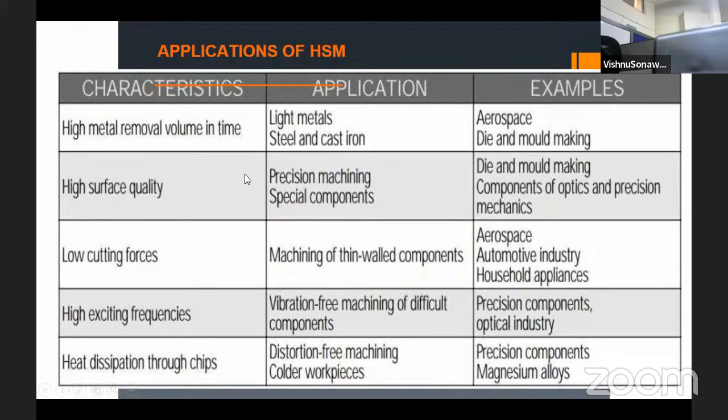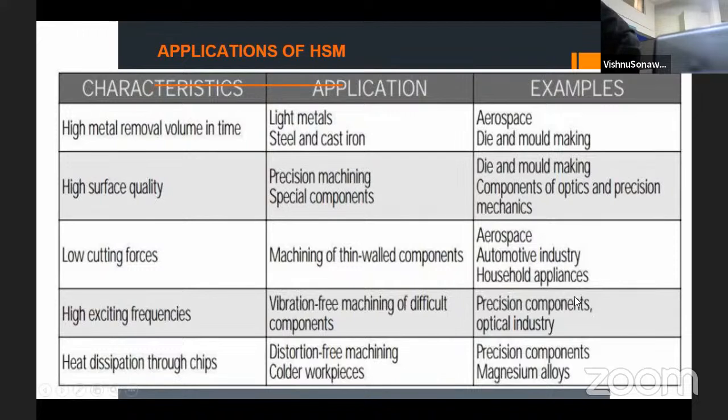Next characteristic is high surface quality and precision machining. Special components are required in die and molding industries, as well as optics, precision mechanics, watches, and the optical industries. Here there is low cutting force, high exciting frequency, and heat dissipation through the chips. These are the various characteristics: thin-walled components and vibration-free machining.